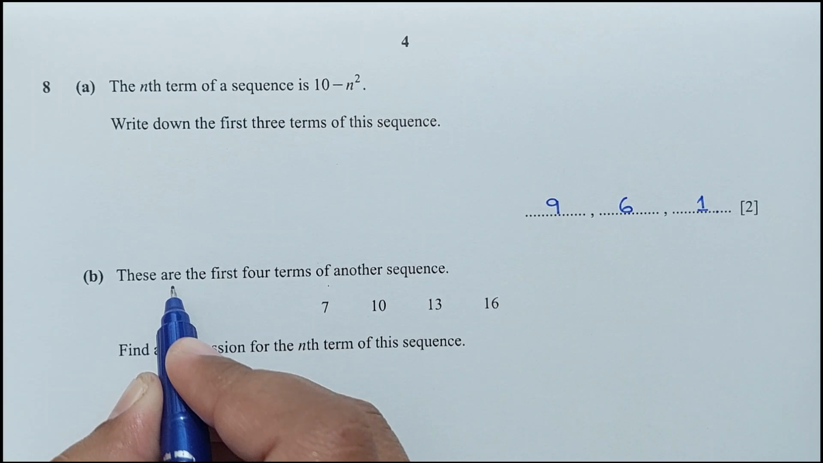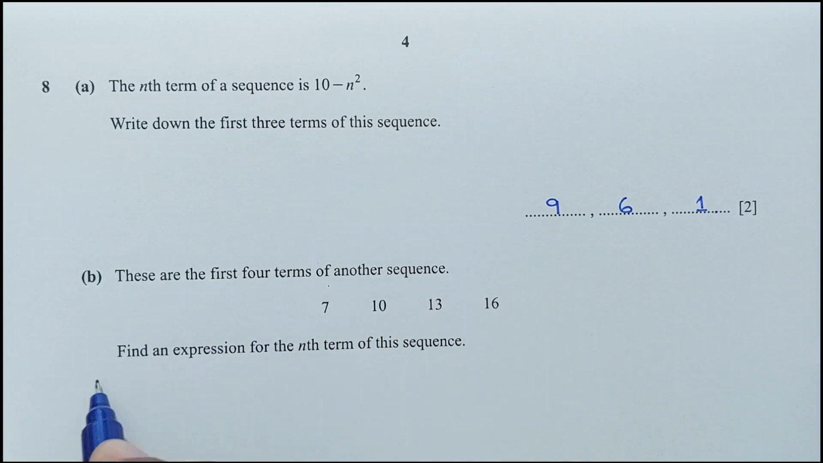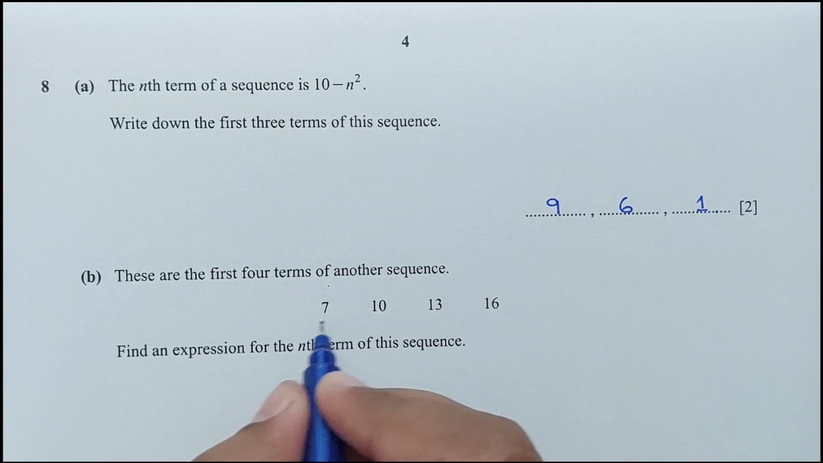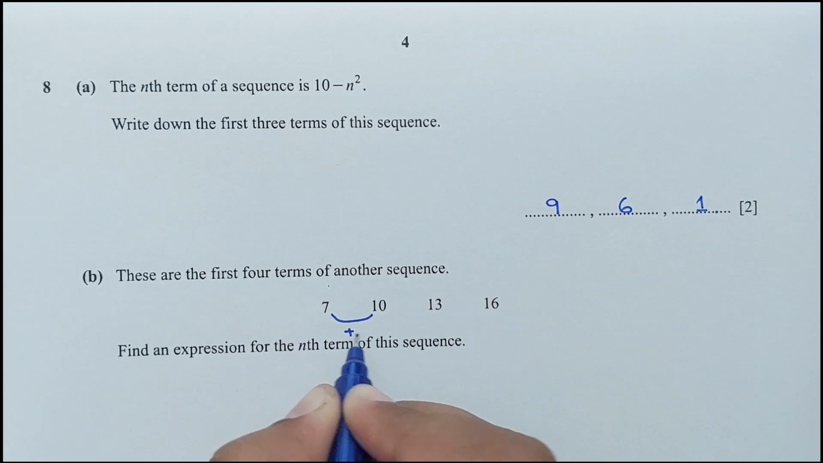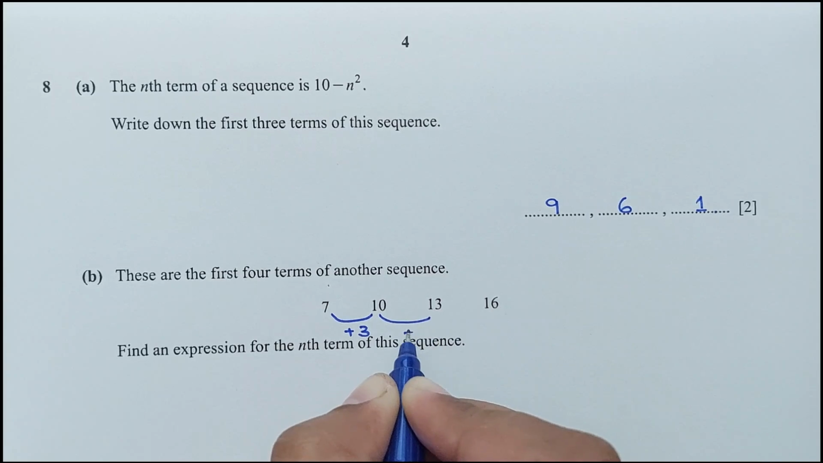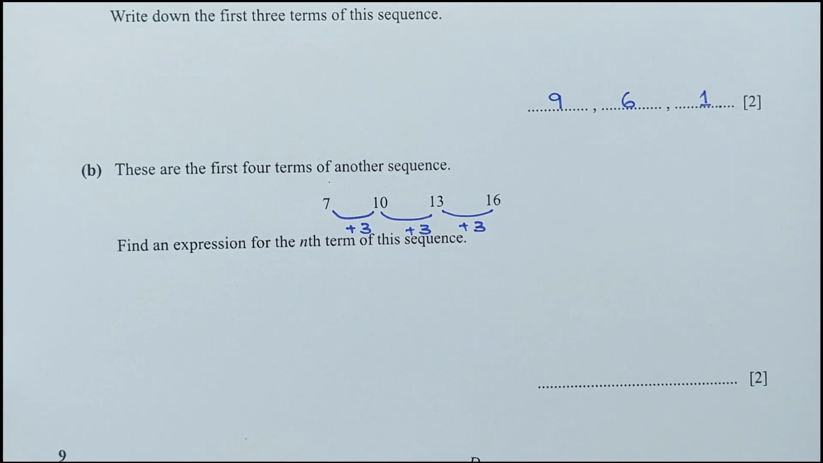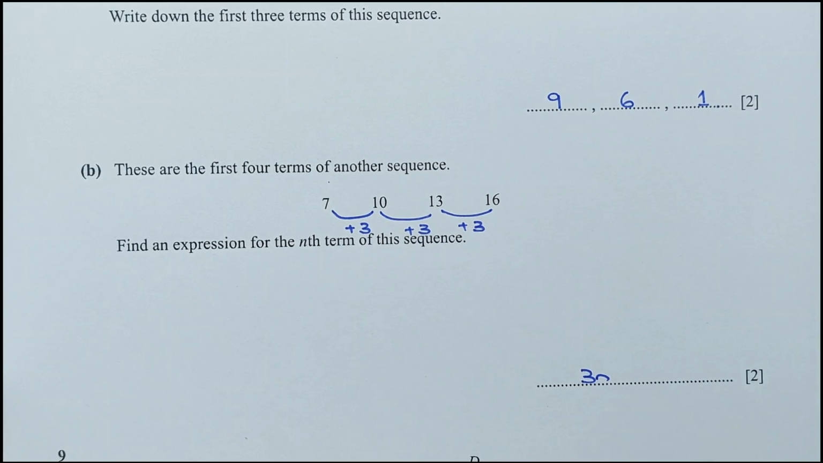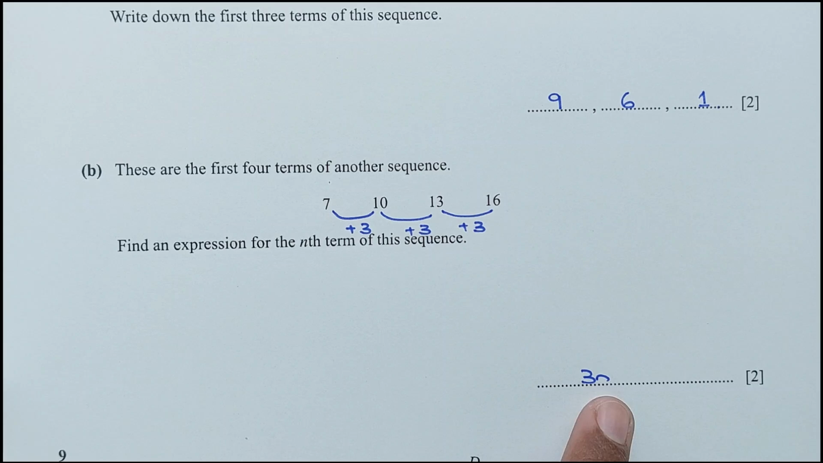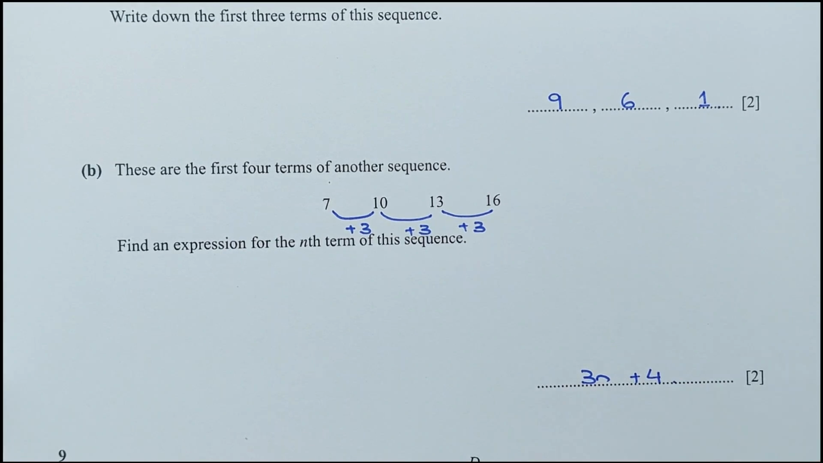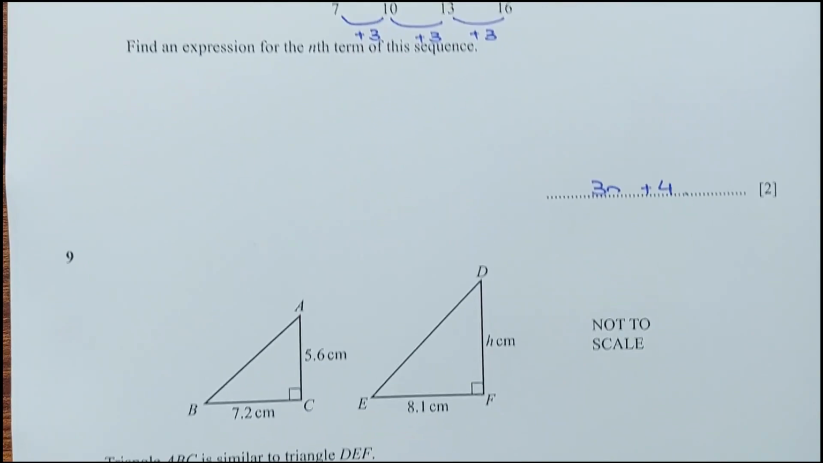Part B, these are the first 4 terms of another sequence. Find an expression for the nth term. First find the difference. If I add 3 to 7, this is 10. 10 plus 3 is 13, and 13 plus 3 would be 16. So this is basically 3n plus something. When n is 1, 3 times 1 is 3. How can we get 7? We add 4 to 3 to make 7. 3 times 2 is 6, add 4 is 10. So 3n plus 4 is the nth term.